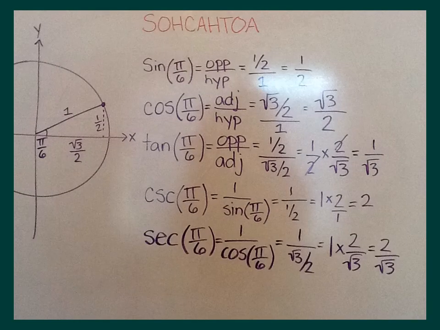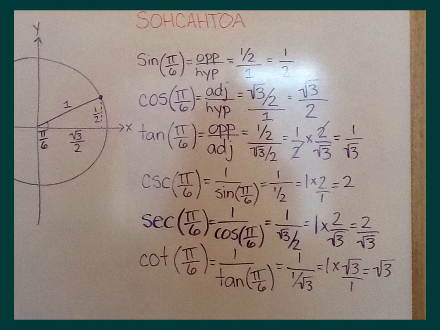To find the secant of pi over 6, I used the fact that secant is 1 over cosine of the angle. And if you remember from up here, cosine of pi over 6 is root 3 over 2. So I said 1 divided by root 3 over 2, and then I multiplied by the reciprocal. So I multiplied and flipped. So I have 1 times 2 over root 3, which of course is just 2 over root 3.